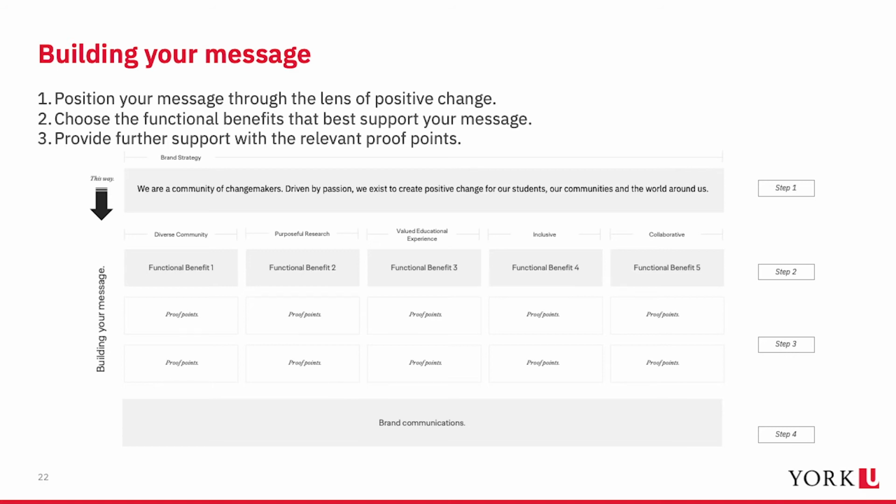Next is building your message. Again, our framework at a high level overview. Start by positioning your message through the lens of positive change to make sure everything is grounded in our overall brand strategy and advancing the narrative that York is creating positive change for our students, our communities, and the world around us. Second, choosing the functional benefits that best support your message, using at least one in every piece of communication to help bring that message to life.